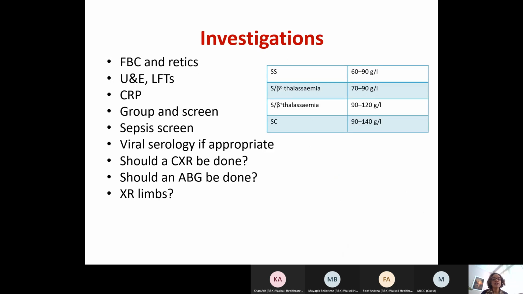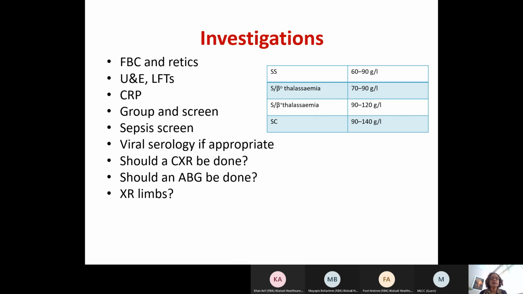So what investigations should we be doing? So full blood count, and bearing in mind we have to refer back to the patient's baseline hemoglobin. From top to bottom, that table just gives you an example of what an average hemoglobin is. So lower for hemoglobin SS and then SC at the other end of the spectrum, where the anemia can be mild. And most times there may be a historical record of hemoglobin, and in some cases the patients would know their normal baseline hemoglobin. So we always interpret that accordingly.